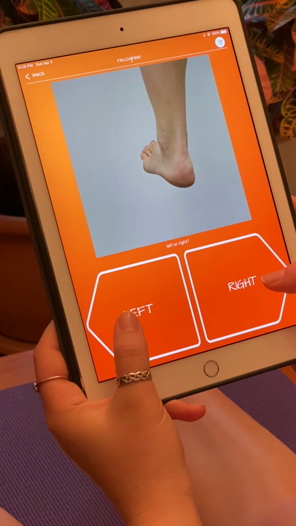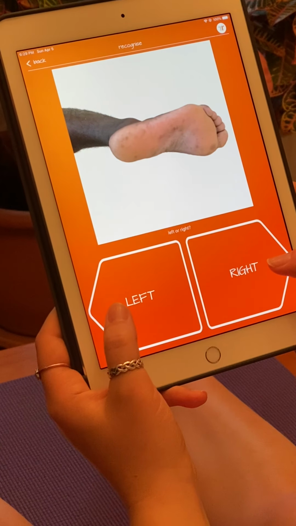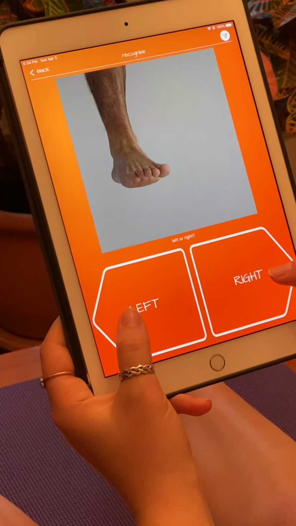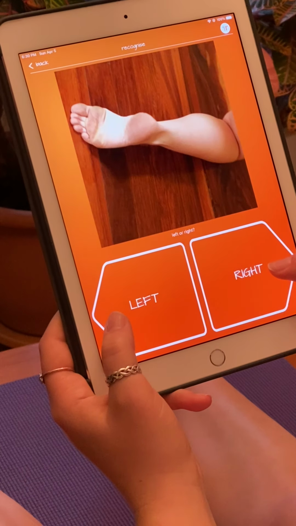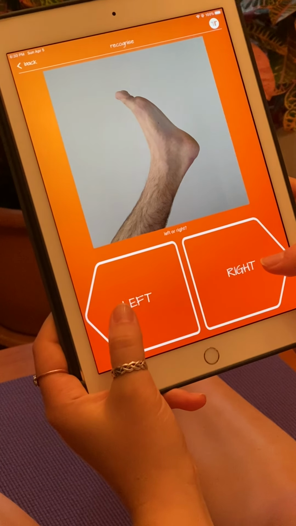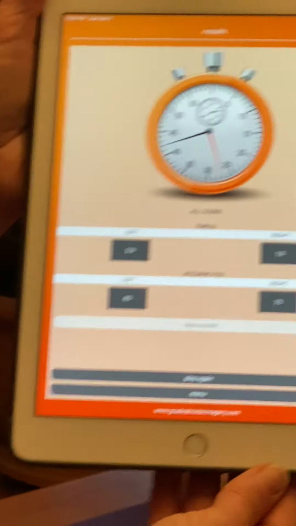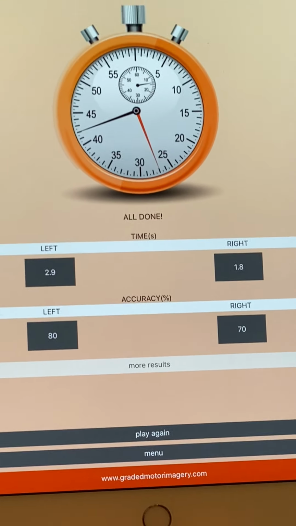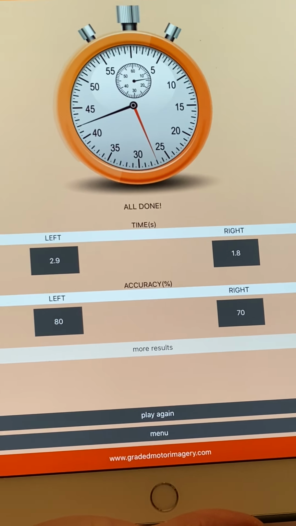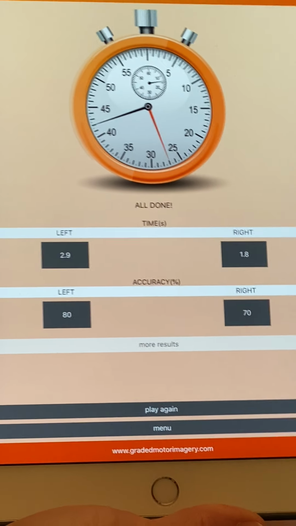Remember, the goal here is that they get 80% accuracy on the right side and the left side at this level consistently before they move on to the next level. And we'll see how she does. All right, well, let's look at that. She has a pretty good score on the left side, which is 80. And then on the right side, she has scored 70.